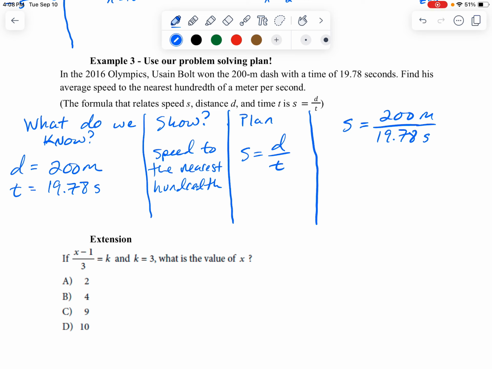And now this is just doing the division. Punch it in the calculator. 200 divided by 19.78 is 10.11122, but we only want the nearest hundredth. So that's this place. And if the number after that was a 5 or above, we would round it up, but it's not, so we're good right there. 10.11 meters per second.